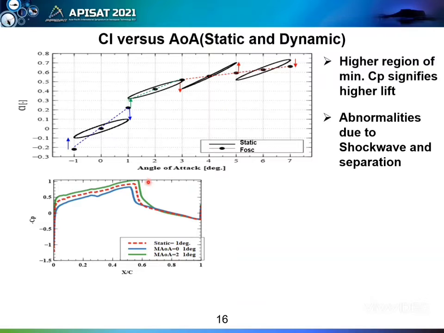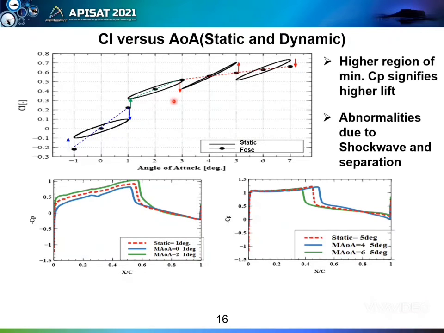Now we can see for 1 degree angle of attack, this one compared with mean angle of attack 0 and mean angle of attack 2. From this CP distribution, we can see the dotted red line signifies the static case, the blue is for mean angle of attack 0 and the green is mean angle of attack 2 degrees, all at instantaneous angle of attack 1 degree. It can be observed that there is a difference between the flows, which is normal at this stage. When we move to mean angle of attack 2 degrees, it seems that we have the same flow for static and dynamic case. It shows a transition, a change in the flow and the flows of CL against angle of attack.